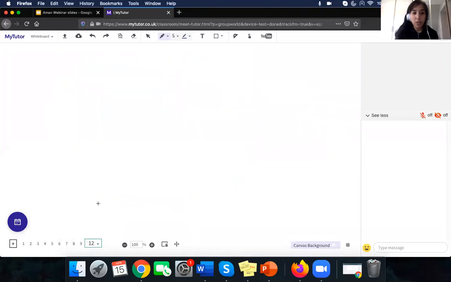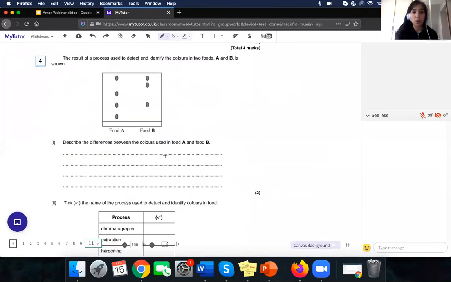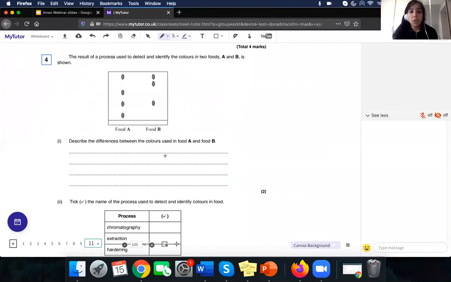Okay, so let's look at an exam question on chromatography. The result of a process used to detect and identify the colours in two foods, A and B, is shown. Describe the differences between the colours used in food A and food B. So what can we see then? How can we describe the differences between the colours used in food A and food B? It's 2 marks, so we need 2 different points.